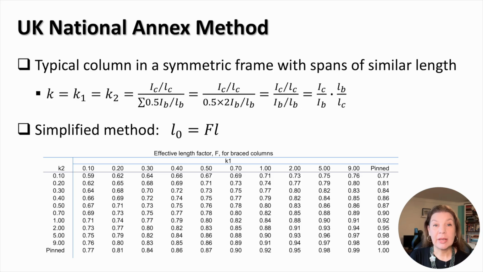For a symmetric frame with spans of similar lengths, the relative flexibility of the rotational resistance can be simplified to the product of the ratio between the second moments of area and the ratio between the column and beam lengths. After calculating the relative flexibility of the rotational resistance at both column ends, the effective height of a braced column can be found using the effective length factor given in the table shown in this slide.